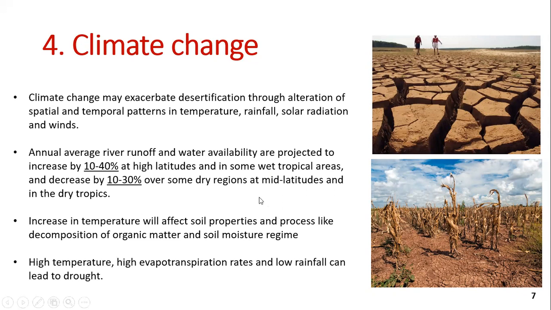When the temperature increases, there will be an effect not only on climatic issues, but also on some of the biological life in the soil, like the decomposition of organic matter and the soil moisture content. And that would further make the soil uninhabitable. With high temperature, a high evaporation rate, and a low rainfall pattern, drought can absolutely happen, and therefore life becomes very difficult.